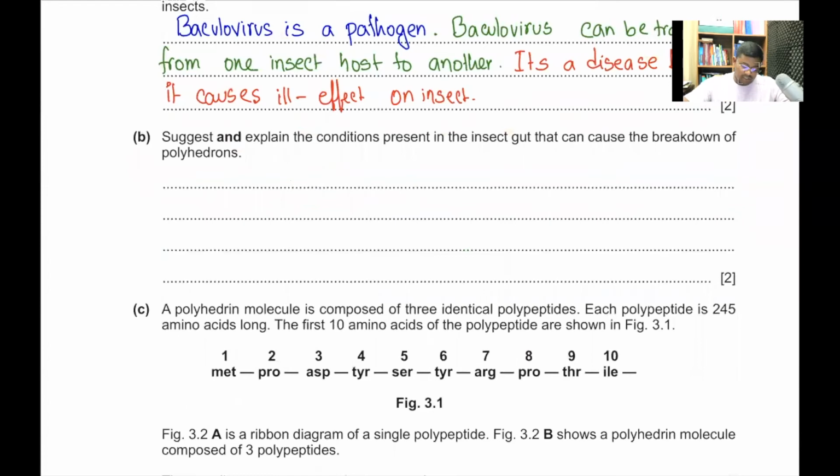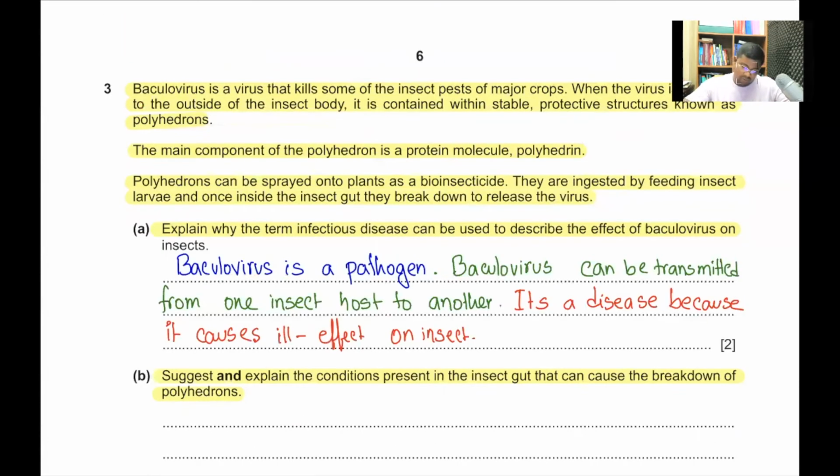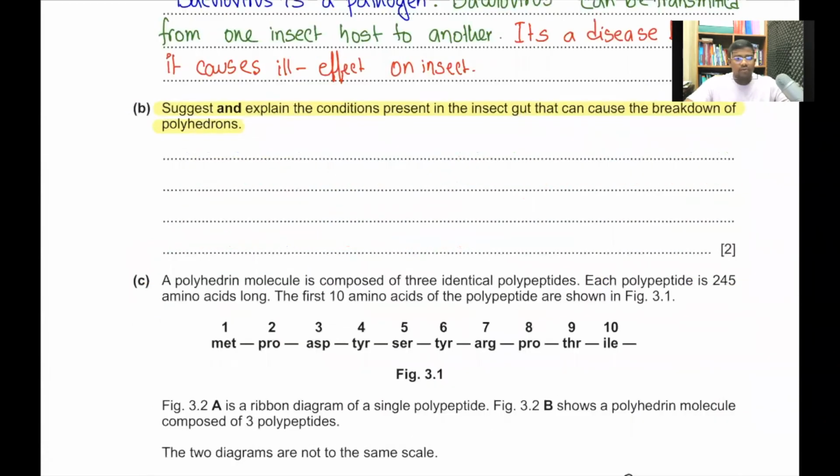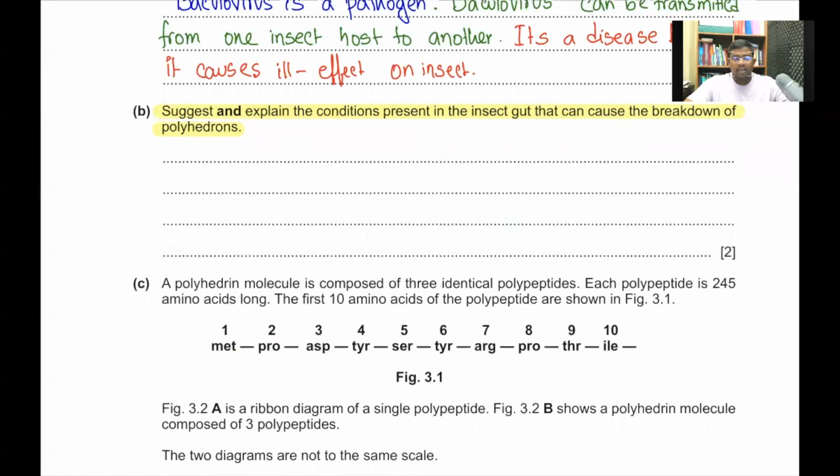Part B, suggest and explain the conditions present in the insect gut that can cause the breakdown of polyhedrons. So basically, polyhedron is a protein molecule, made from polyhedrin. The insect gut can have highly acidic conditions, which can disrupt hydrogen and ionic bonds of the polyhedron proteins. Insect gut may have digestive enzymes, which can then break down the peptide bonds.